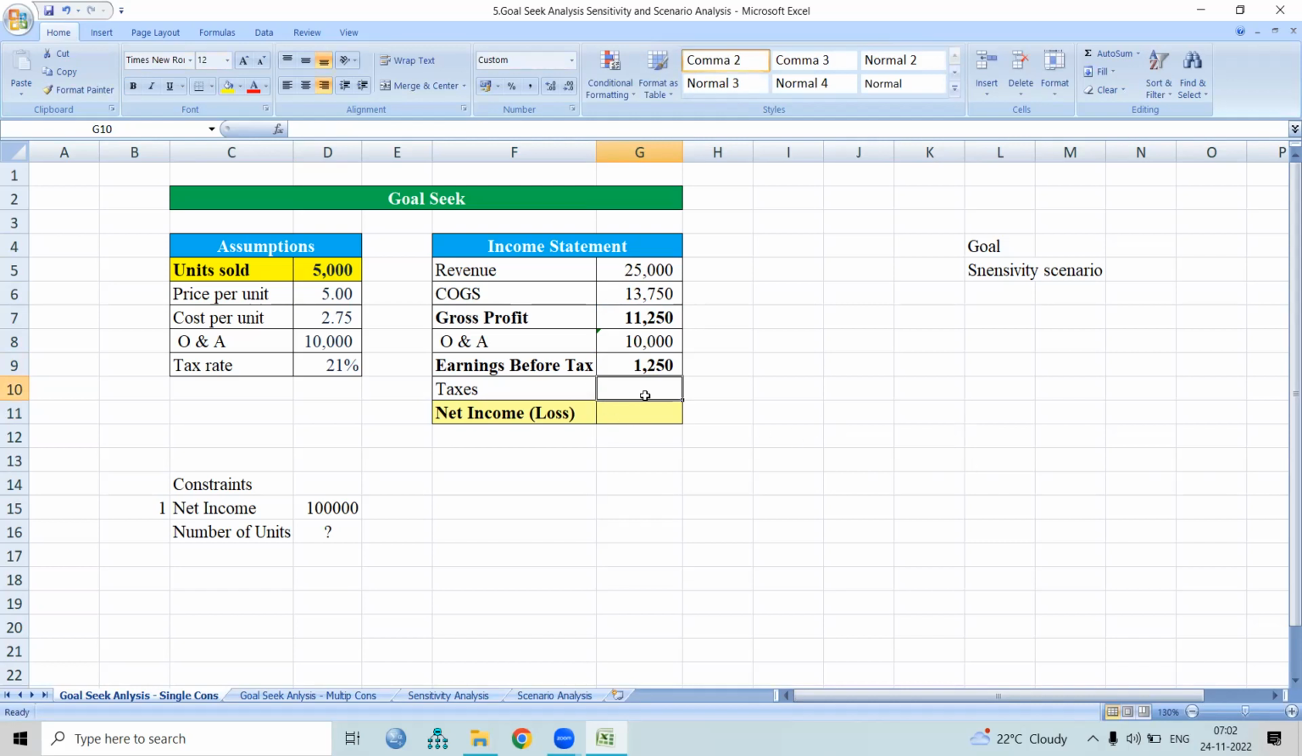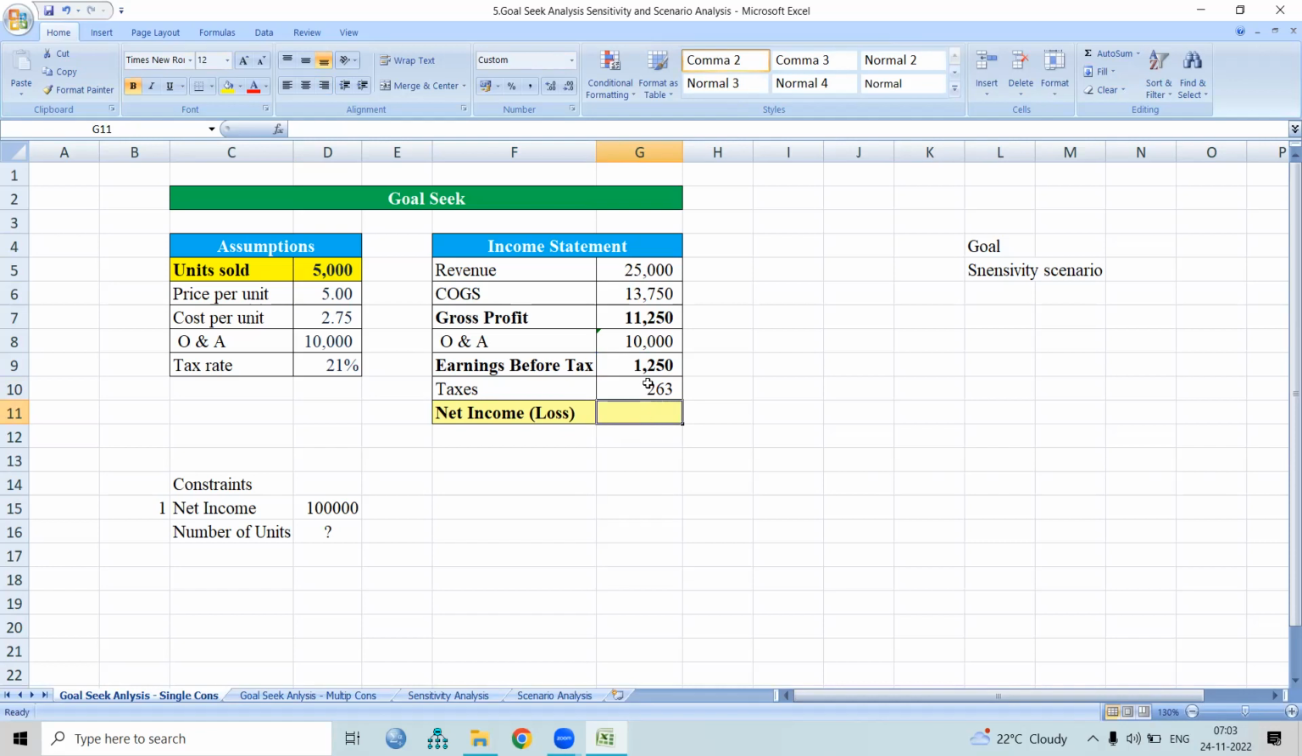And then the tax value, we have how much? 21%. How do you fix up the tax value here? Let's use this equation. 1,250, that's the before-tax, which we call taxable profit, multiplied by 21%. G9 multiplied by 21%, enter. So we got the tax value.